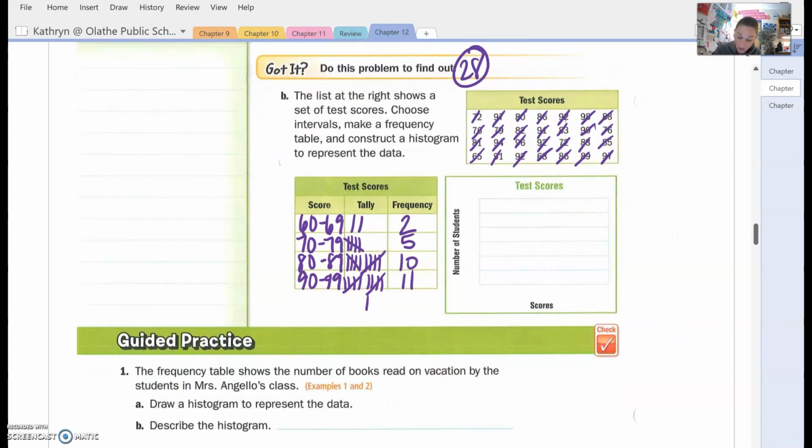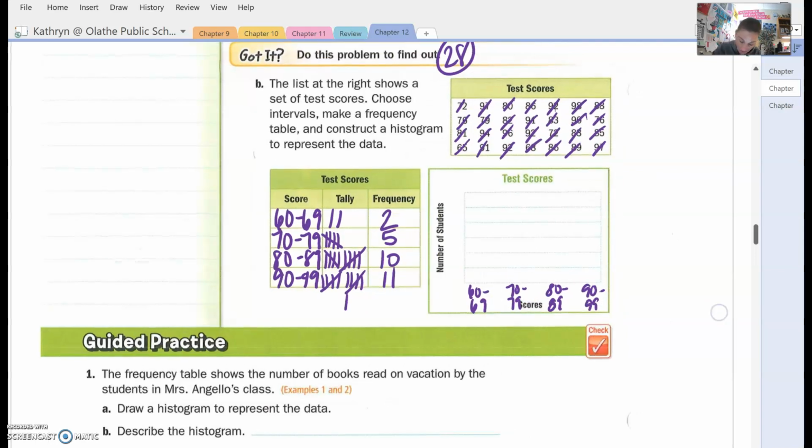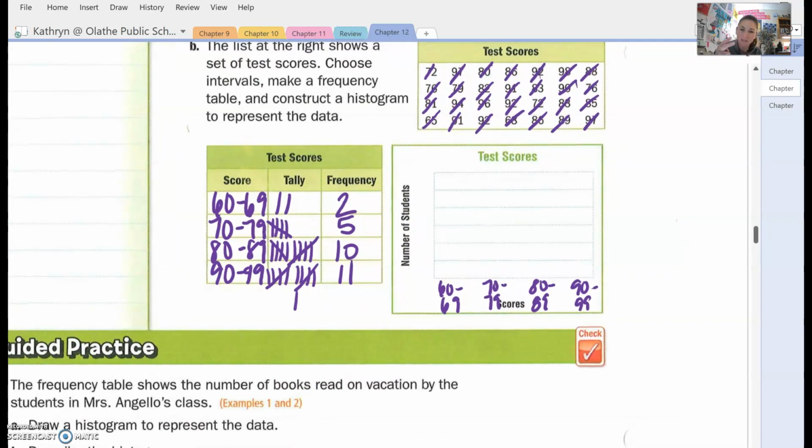Okay, so now this is labeled scores. So my scores are going to go from 60 to 69, 70 to 79, 80 to 89, and then 90 to 99. And then my frequency, I'm going to do them in groups of 2. So 2, 4, 6, 8, 10, 12, because my highest is 11. So my lowest is 2, which is this one right here. Okay. My 70 to 79 is up at 5. So I'm going to go up to 5. Go like this. There we go.